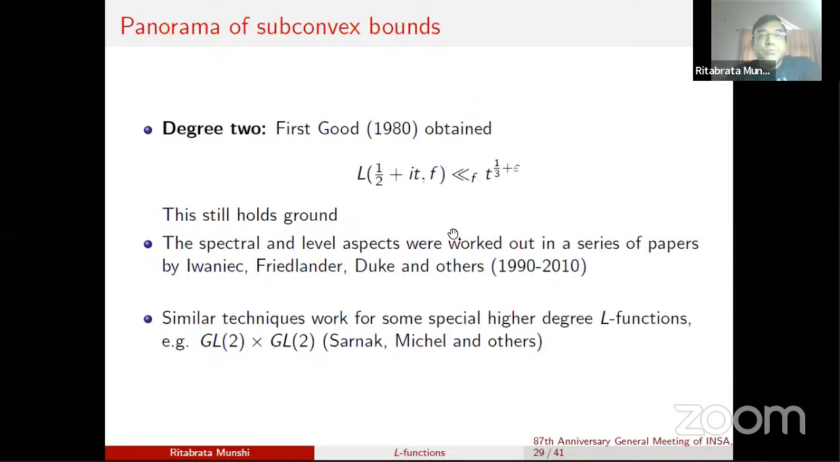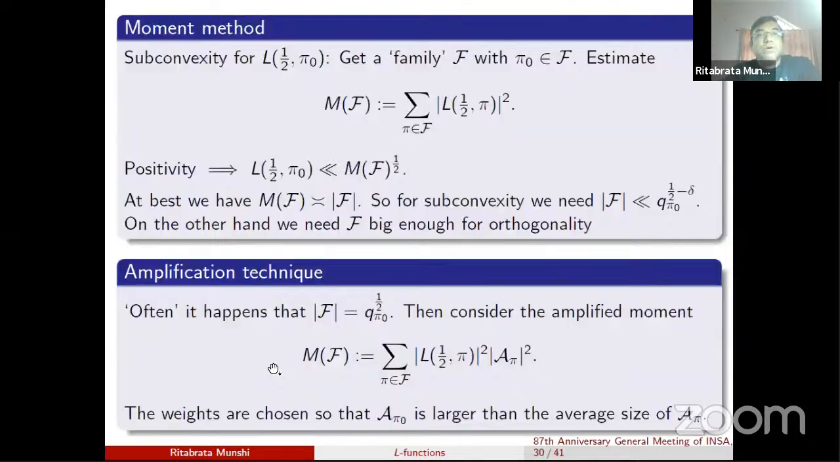For degree 2, there's a sequence of papers. First it started with Anton Good's paper, where he did the t aspect, and then there was a sequence of papers by Iwaniec with Friedlander and Duke between 1990 and 2010, where they settled all aspects of degree 2 L-functions. And similar techniques also work when you go to higher degree L-functions, but of a special nature. For example, if you look at the Rankin-Selberg convolution of two GL2 forms, a GL2 cross GL2 L-function.